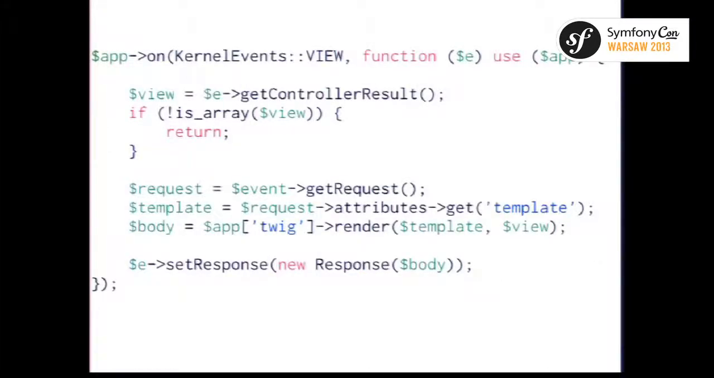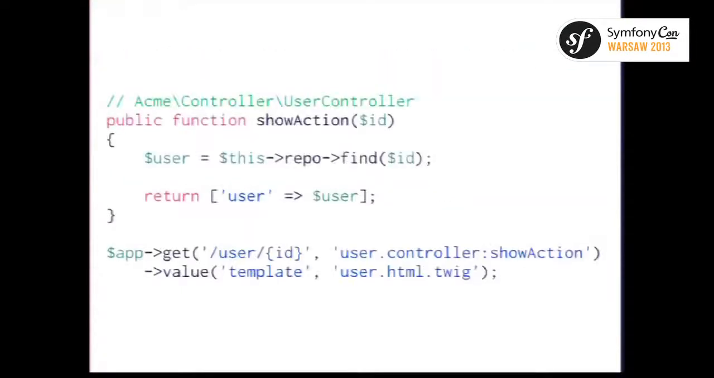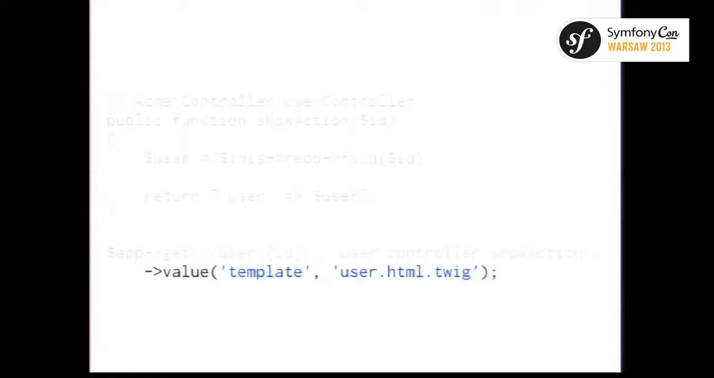And then in a listener that listens for the right kernel event, it'll see what the controller has returned. If it's not an array, we'll return early and let another listener deal with it. But if it is, we'll use that array, render that template that we set on the route with Twig, and create a HTTP response to send through the rest of the lifecycle. That's kind of cool. One thing about the controller is it doesn't know about Twig anymore, which I kind of like. And if it doesn't know about Twig anymore, we might be able to do other things with that controller.